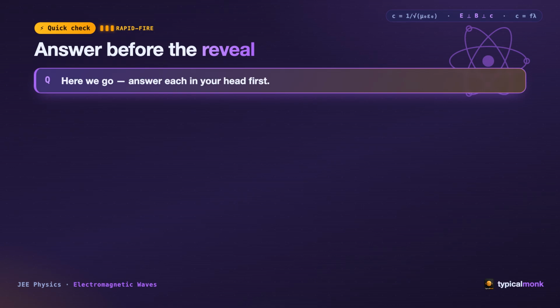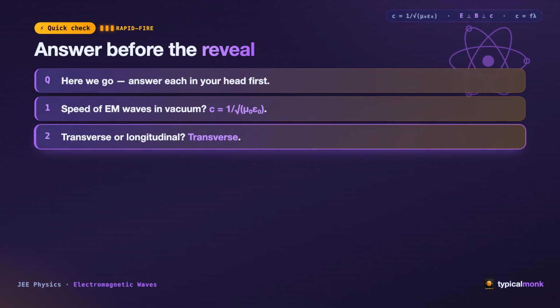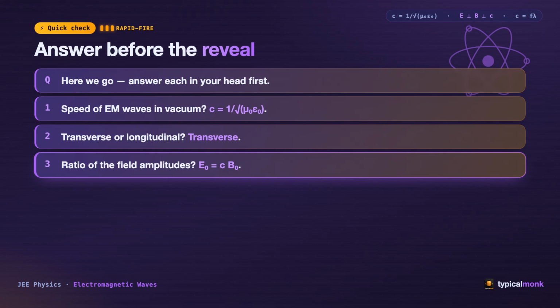Now, test yourself. Answer in your head before the reveal. That is how G speed is built. Here we go. Question 1. The speed of electromagnetic waves in vacuum. c equals 1 over the root of mu naught epsilon naught. Question 2. Are they transverse or longitudinal? Transverse. Question 3. The ratio of the field amplitudes. E naught equals c times B naught.